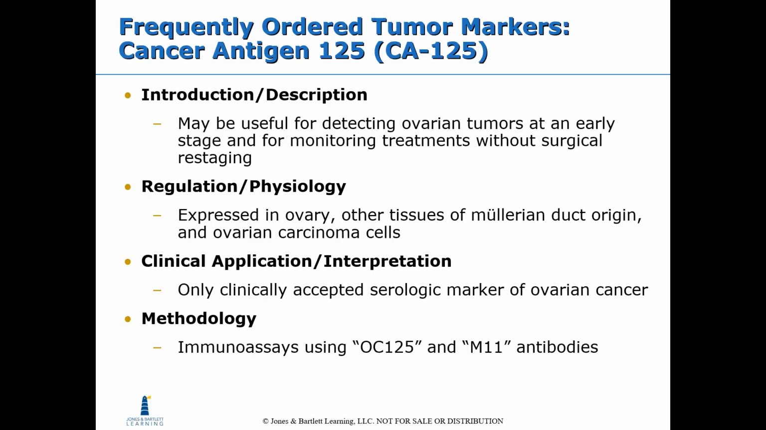Cancer antigen 125, CA125. It may be useful for detecting ovarian tumors at an early stage and for monitoring treatments without surgical restaging. It's expressed in the ovary and other tissues of Müllerian duct origin and in ovarian carcinoma cells. It is the only clinically acceptable serological marker of ovarian cancer. Immunoassays use OC125 and M11 antibodies.